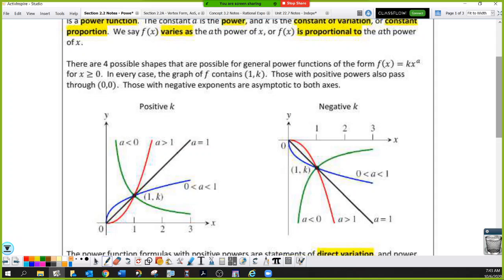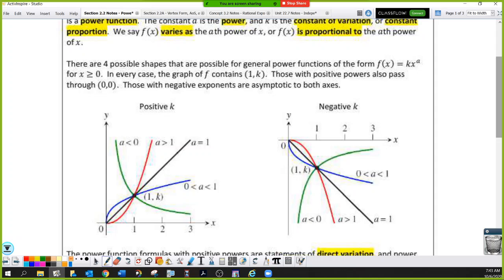Those with positive powers will also go through (0, 0). But why not negative powers? Well, if you remember back to Algebra 1, Algebra 2, your exponent rules, negative exponents, like say x to the negative 1, that's actually equal to 1 over x, correct? You cannot divide by 0. Therefore, x equals 0 does not exist whenever you have a negative exponent. So as long as the power is positive, you will go through (0, 0). If the power is negative, then you're going to have something that is asymptotic to both the x and the y-axis.